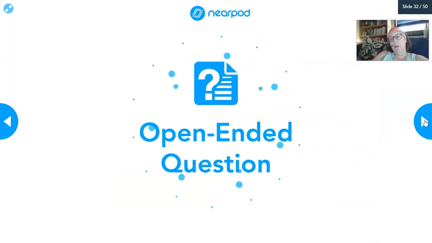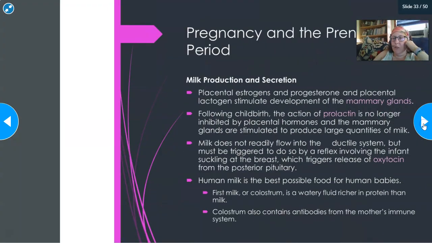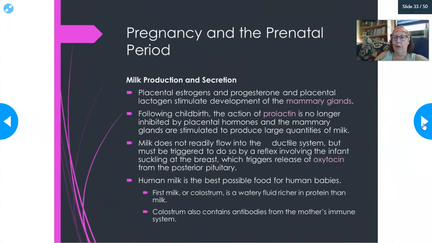So earlier, when we talked about the position of the baby and all that, I mentioned several different birth complications. So go ahead and list a birth complication that can happen. There are more than what I talked about. Just put one there so that you're aware that there are definitely things that can go wrong with birthing.